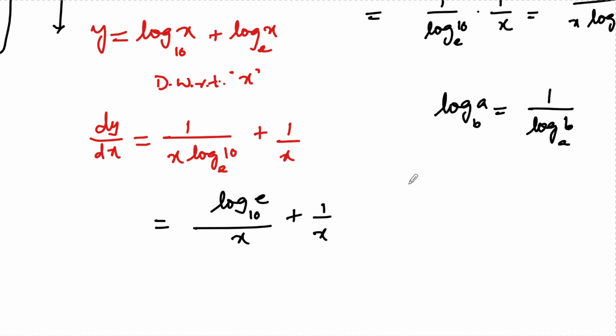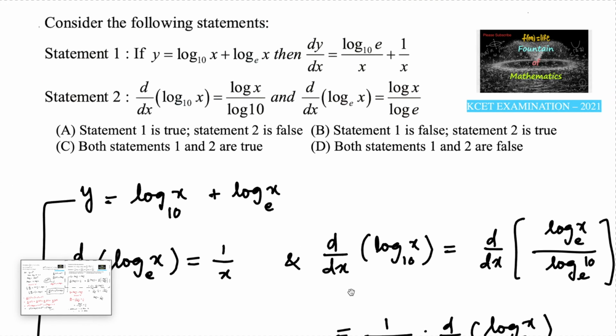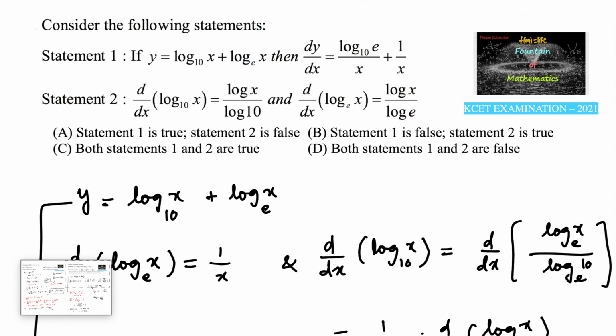So we can conclude statement 1 is true and statement 2 is false. So we can go with an option. Option A is the answer.